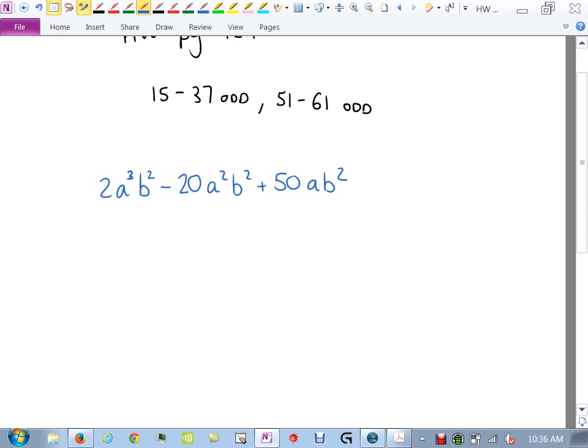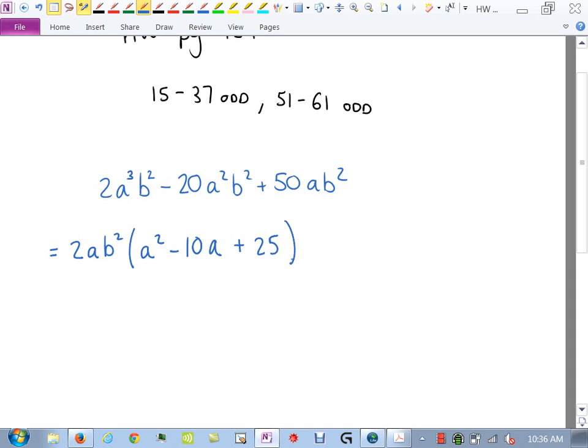So GCF first, right? And what about a number? What number can we pull out? 2. How many A's? How many B's? So B squared comes out, huh? And we're left with what then? A squared minus 10A plus 25.